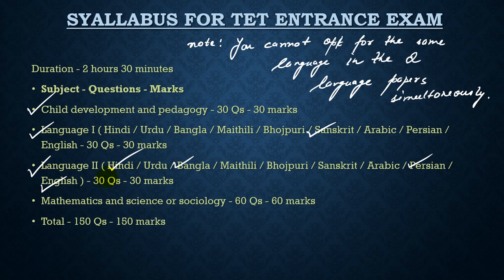So after this, you have to answer 60 questions or 60 marks of mathematics and science or sociology. So note that there is a total of 150 questions, summing up to 150 marks. And as I said before, each question carries 1 mark.